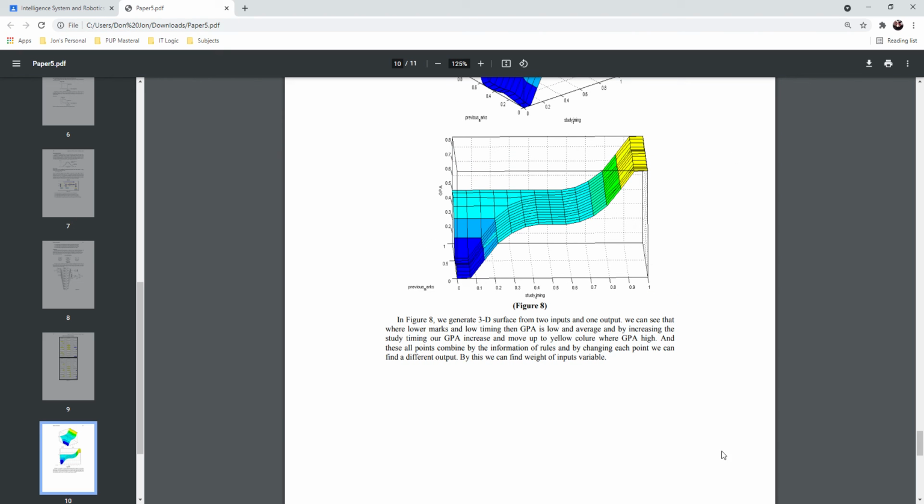This is also the screenshot that I shared in the PowerPoint presentation. We can see that with lower marks and lower study time on the x-axis, the output is low on the graph, which stays on the blue. While the study hours are increasing and the previous marks are also increasing, we have a higher trend for the output, which is basically three-dimensional. So they can support their claim that the higher the study time and the higher your previous marks, the higher your GPA.